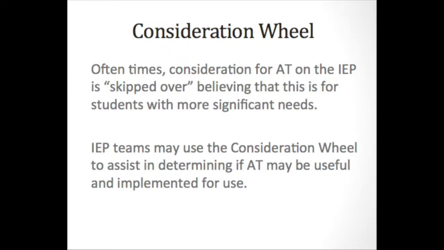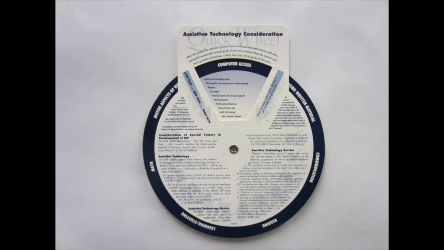One of the tools that can be used in the consideration process to determine which device could be beneficial is the consideration wheel. Oftentimes, consideration for assistive technology on the IEP is skipped over, believing that this is for students with more significant needs. IEP teams may use the consideration wheel to assist in determining if assistive technology may be useful and considered for the student's use. The consideration wheel was created by the Technology and Media Division of the Council for Exceptional Children. This was specifically designed to help IEP teams as they consider the student's needs for assistive technology.